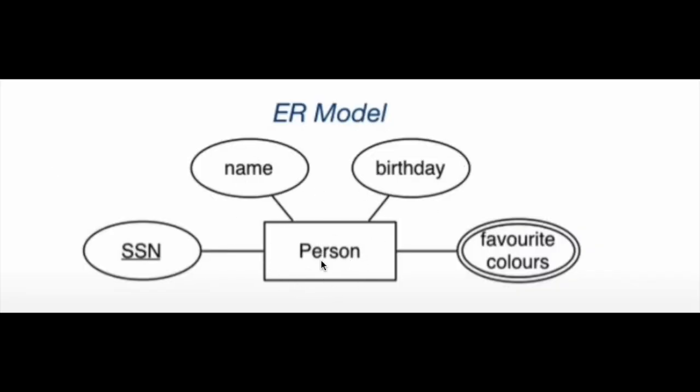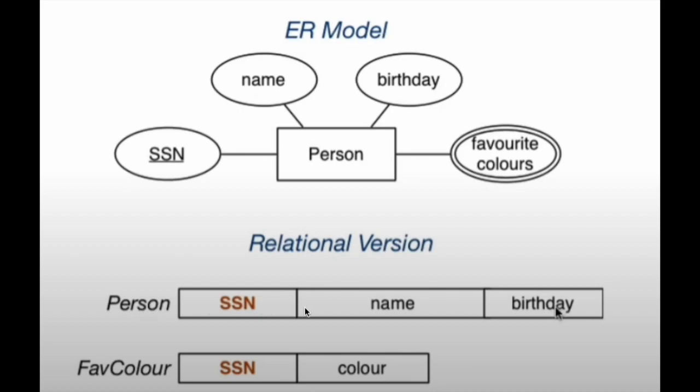We have the person entity, which has a primary key of their SSN, and they have a name, birthday, and favorite colors attribute. Now, as you notice, the favorite colors attribute is a multi-valued attribute. And I'll just show you how that's represented. So basically, we'll have the person relation and include the name and birthday, but then we'll have the favorite color as its own relation, and we'll include the SSN of the person relation and the color as a composite key, which represents every distinct tuple of the favorite color relation.